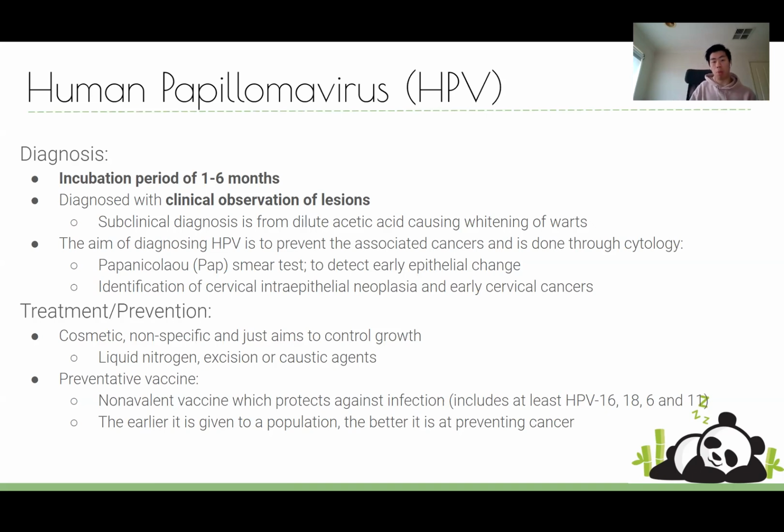So the pap smear, I can't say that word. Pap smears to detect epithelial changes. And this is to see neoplastic changes in early cervical cancers to prevent the progression of cervical cancer. Treatment, I guess, isn't really important at all, but you can have cosmetic treatment, which is just liquid nitrogen to burn it off, I guess. And then you can have a vaccine as well.